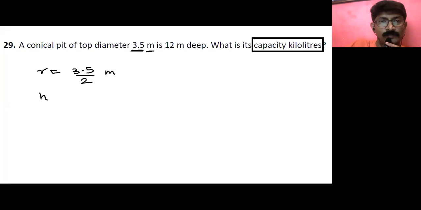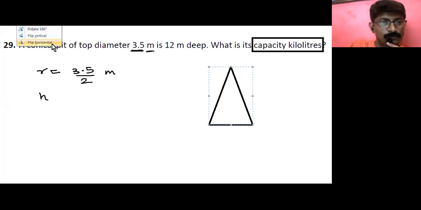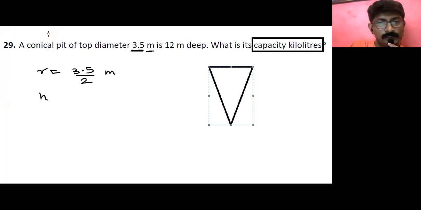Okay, so you must be wondering what exactly it is. It's something like this. So this way the pit is. The diameter is 3.5 over here. That means the radius is 3.5 upon 2. I hope you understood till here. And then the depth is 12 meter. That means the height is 12 meter.